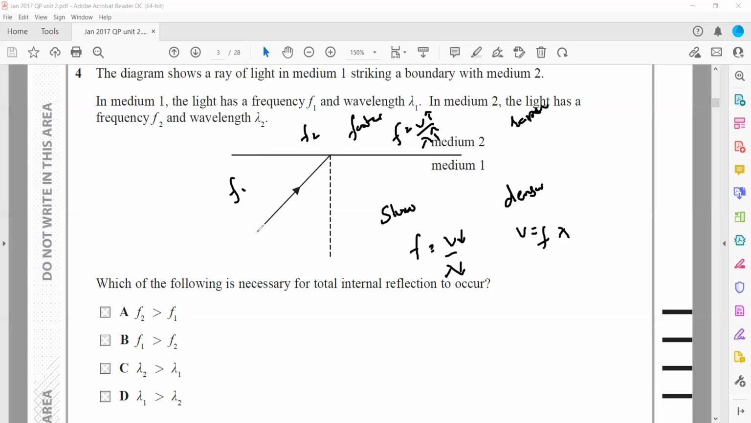So which wavelength is necessary? Like when we say this is lambda 1 and here is lambda 2, lambda 1 should be smaller and lambda 2 should be greater. So lambda 2 should be more than lambda 1. So the idea is that for total internal reflection to occur, the light must strike a denser to rarer boundary.